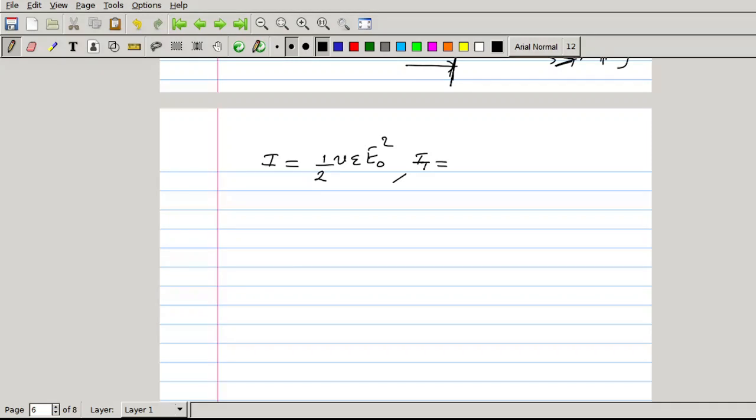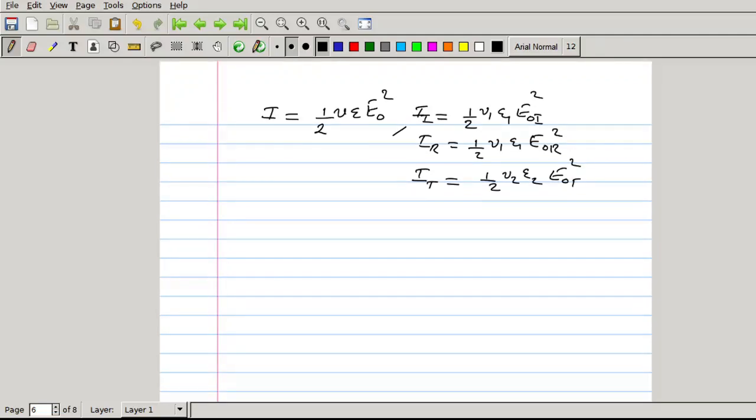Intensity of the incident wave, II equal to half first medium V1 epsilon1 E0I square. Intensity of the reflected wave, IR equal to half first medium V1 epsilon1 E0R square. Now the intensity of the transmitted wave, IT equal to half second medium V2 epsilon2 E0T square.